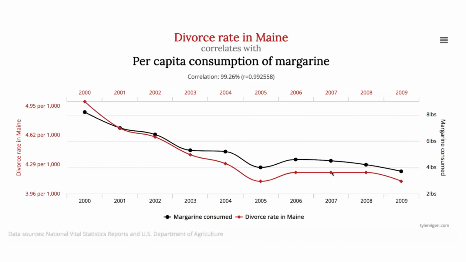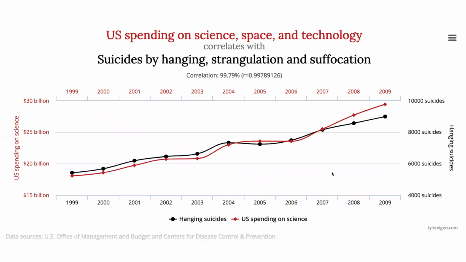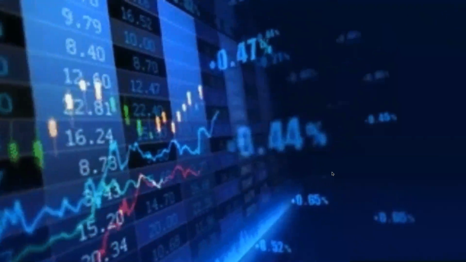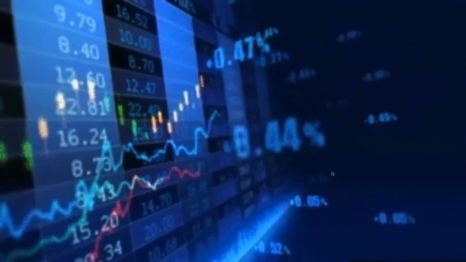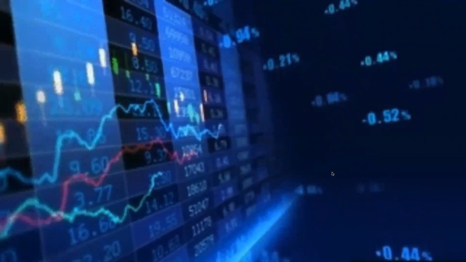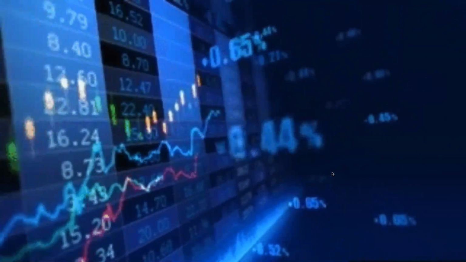Last couple of slides. So my favorite slide, the divorce rate in Maine is incredibly highly correlated with the per capita consumption of margarine across the world. Actually, 99.26% correlation with an R of 0.992. US spending on space science and technology highly correlates with suicides by hanging, strangulation, and suffocation, with, again, 99.79%. And this is the kind of nonsense that's used in finance all the time, as unfortunately I have seen a bunch of hedge funds believing that correlation between two things means that they should put money into one and not the other, which has led to a bunch of disasters across time.